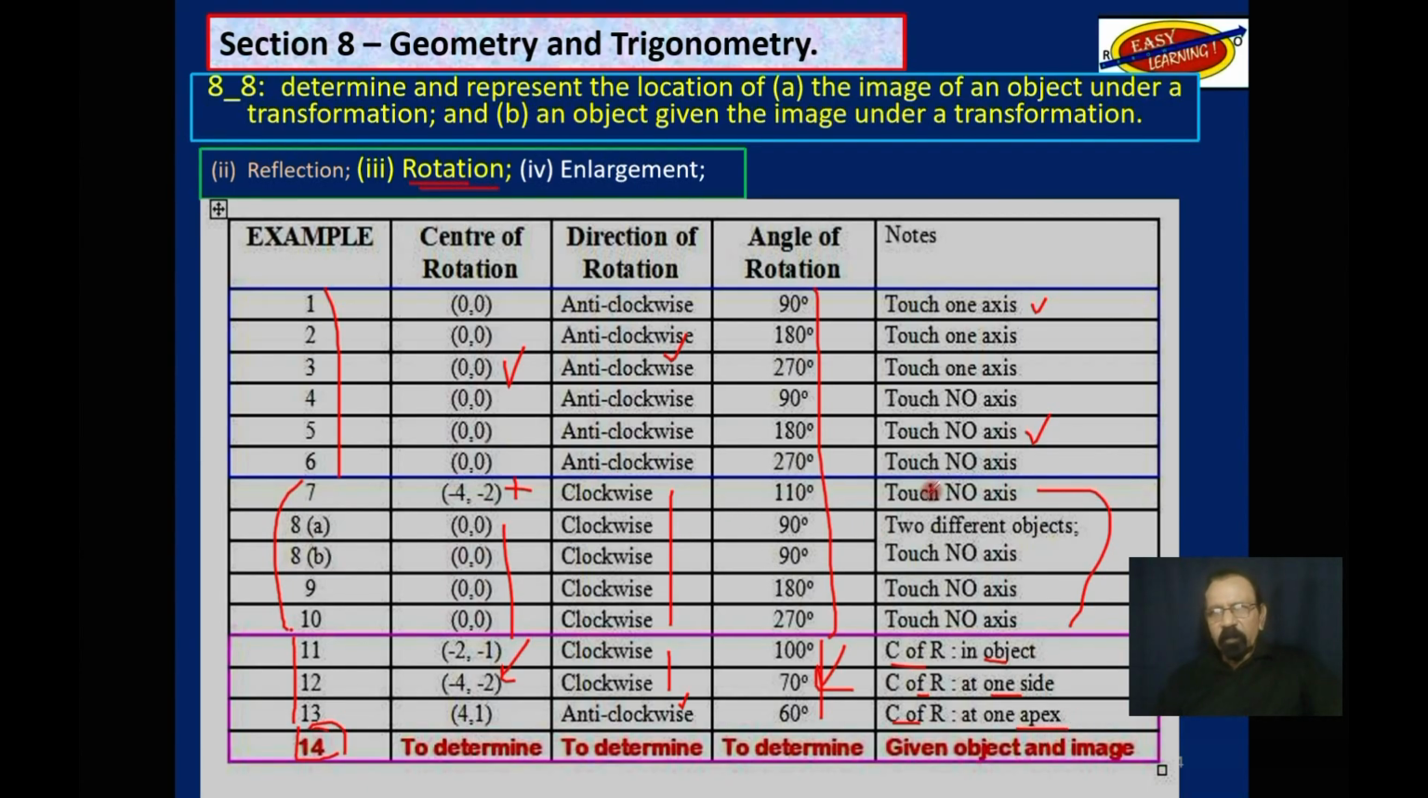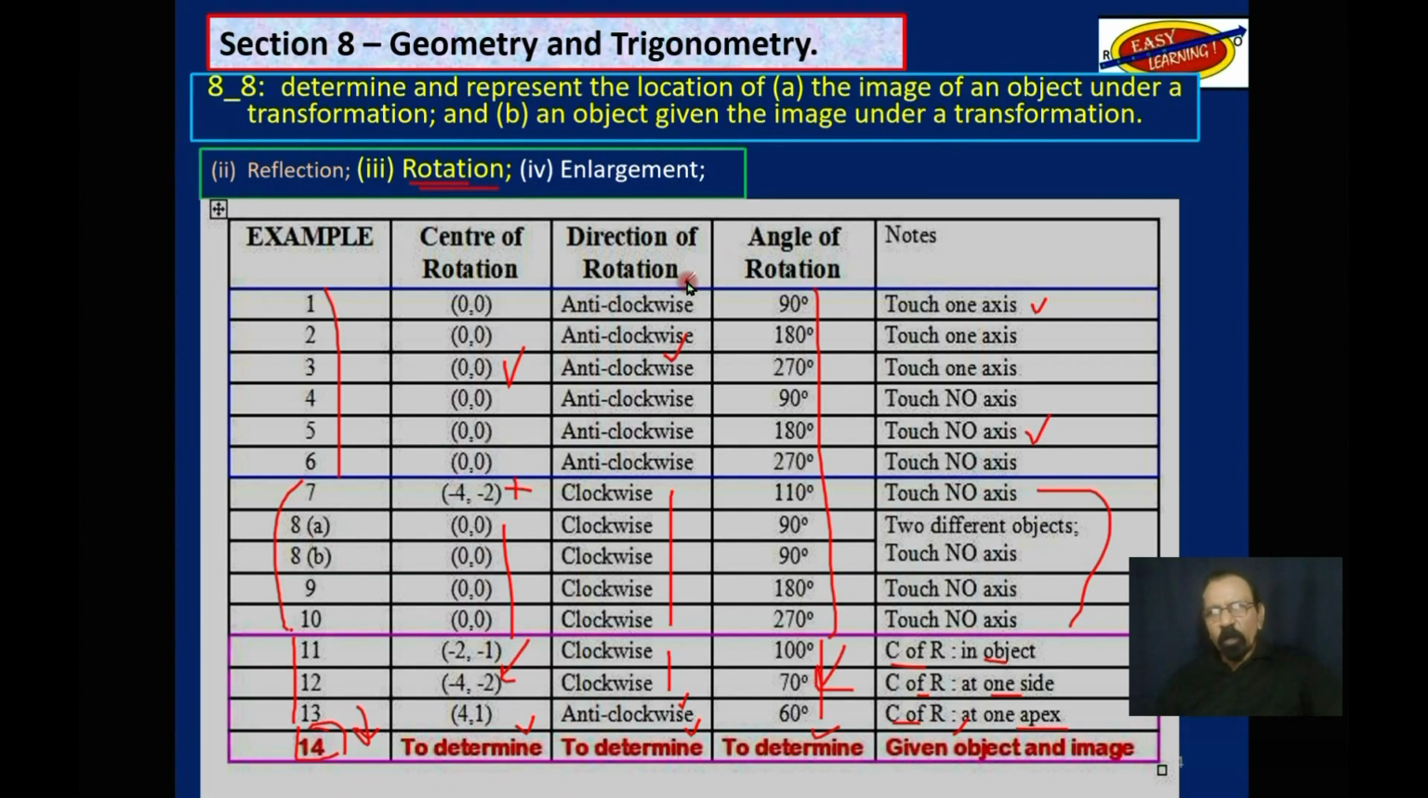All of those deal with finding the image given the object. This last one here, we are given the object and the image, and we want to find the center of rotation, the direction of rotation. That one is fairly easy, and the angle of rotation. So those are the things we will be covering in this video.